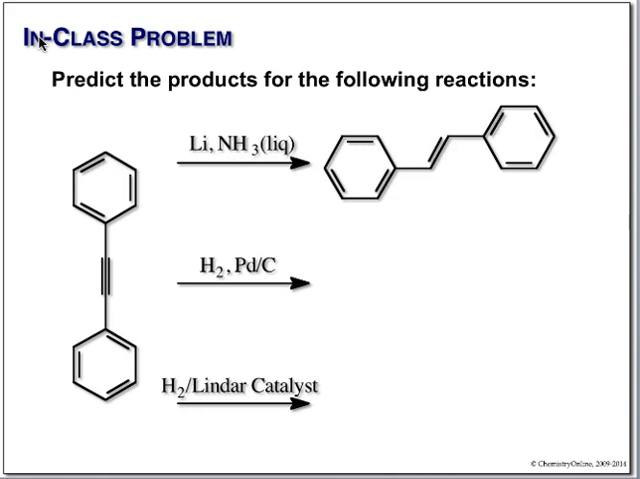The next thing we're doing, hydrogen, platinum, and charcoal. That's a big time catalyst, isn't it? Because we have a big time catalyst, we're going to reduce both pi systems, and we're going to wind up with this diarene. We reduce this to simply an alkene.